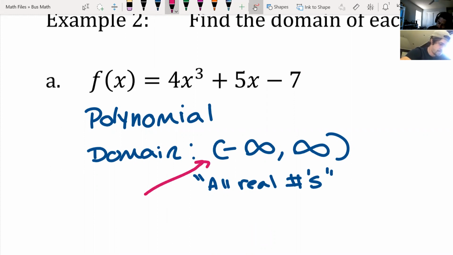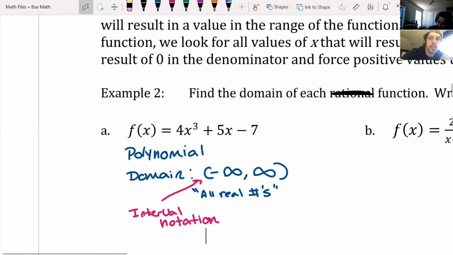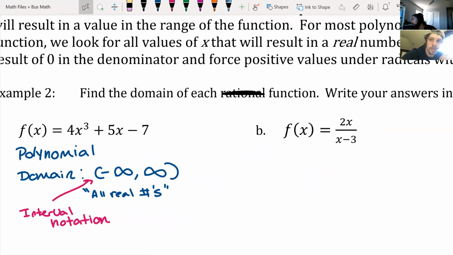And what you're seeing here is called interval notation. And we've seen it before. We saw it in 1.1 or 1.2 when we were doing the inequalities. We saw how to put our answers into interval notation. So this is how we're going to write our domain. So once again, for any polynomial, your domain is always going to be from -infinity to +infinity, all real numbers, because these functions go on infinitely.